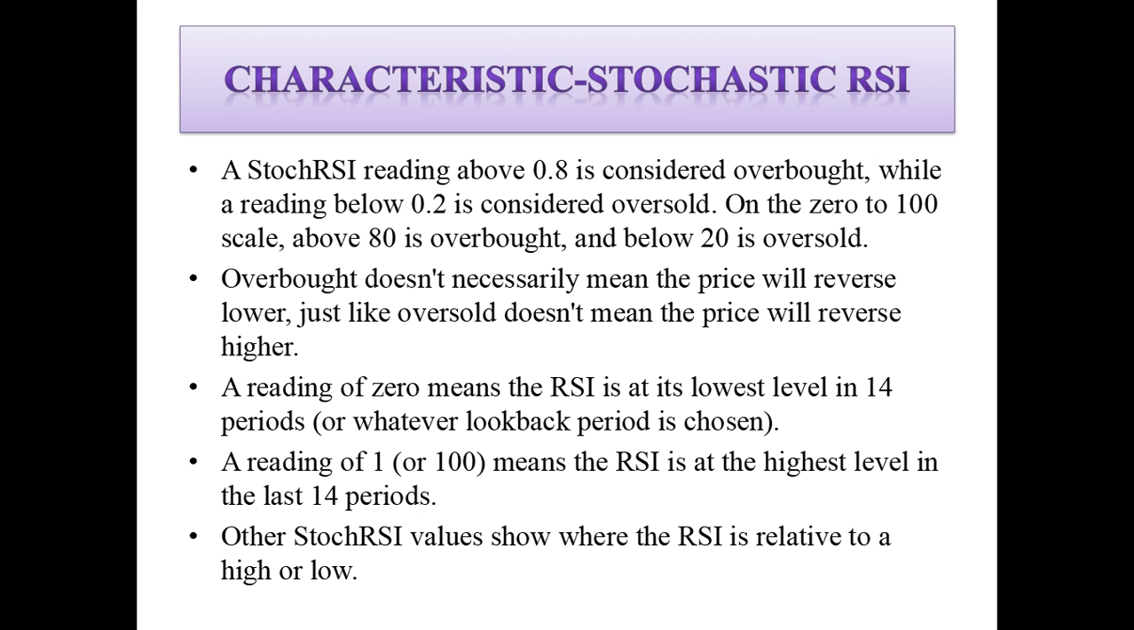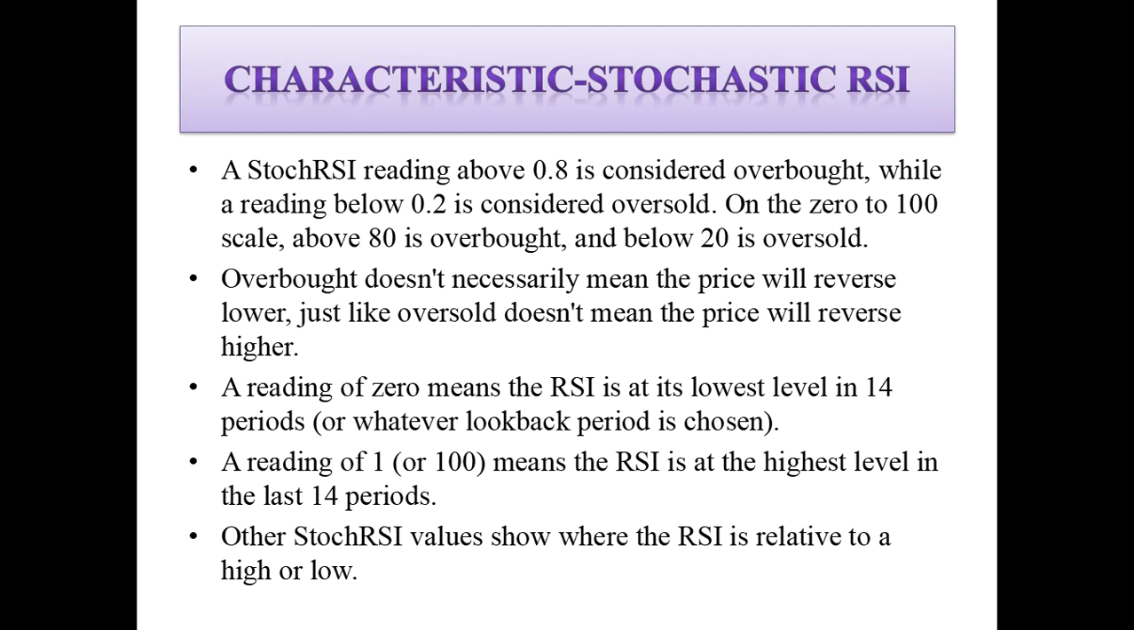Characteristics of the stochastic RSI. The stochastic RSI reading above 0.8 is considered overbought, while a reading below 0.2 is considered oversold. On the 0 to 100 scale, above 80 is overbought and below 20 is oversold. Overbought doesn't necessarily mean the price will reverse lower, just like oversold doesn't mean the price will reverse higher.